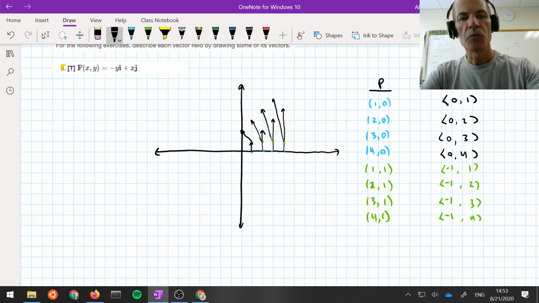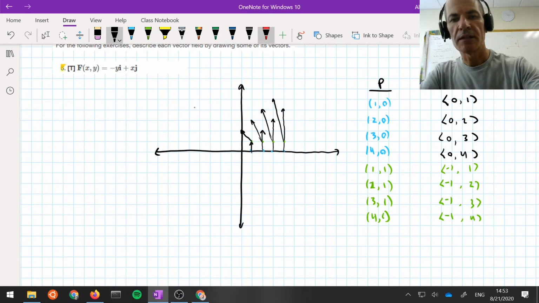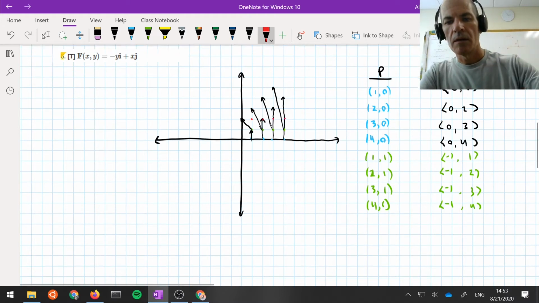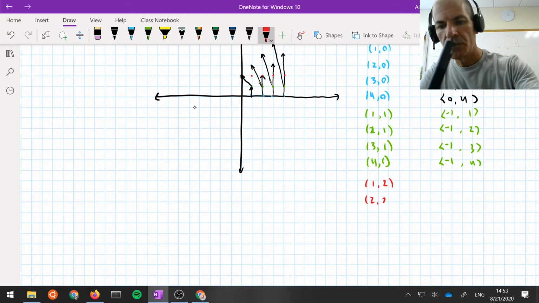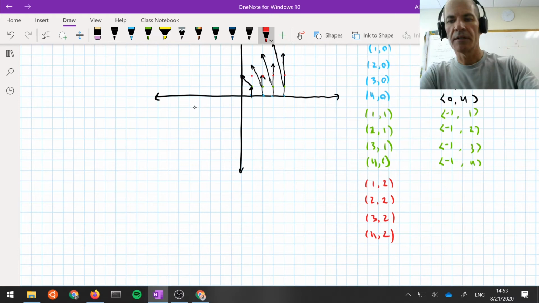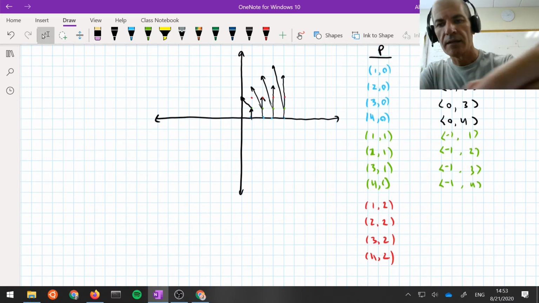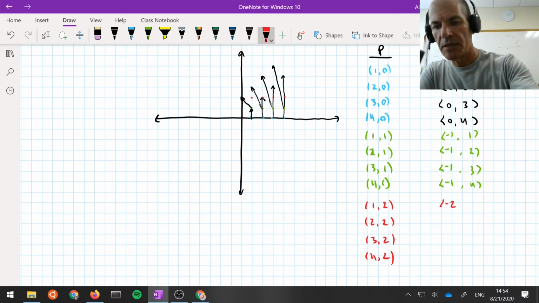All right, I'll do one more and then I'm going to call it quits. Let's do another row here. So the red row looks like this: 1, 2, 2, 2, 3, 2, and 4, 2. You really have to be organized when you're doing these. And that's going to yield -2s all the way down. And then the x coordinate, 1, 2, 3, 4.